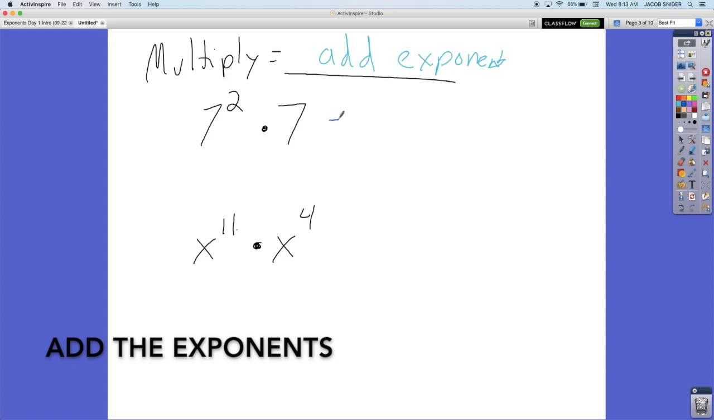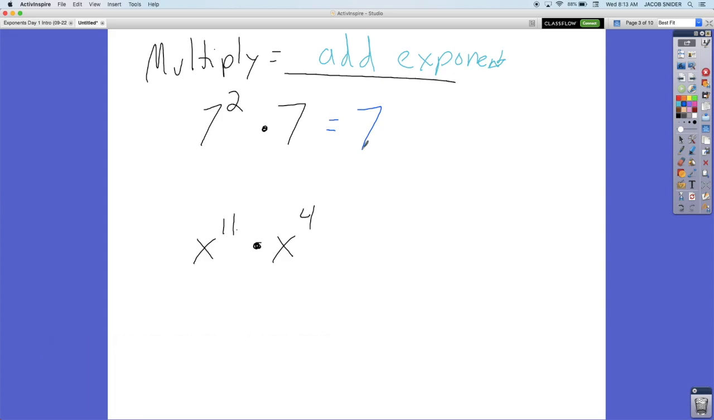So my base here in this first one, 7, right? We talked about this just a second ago, but if I don't see an exponent, I know that there's a 1 there. So let's add my exponents, 2 plus 1, 3. There we go. 7 to the third power. Okay? Down here, let's talk about if we're doing it with x's. Same thing. They're being multiplied. See that? Multiplication. So that means that I'm going to add my exponents. 11 plus 4, x to the 15th power.